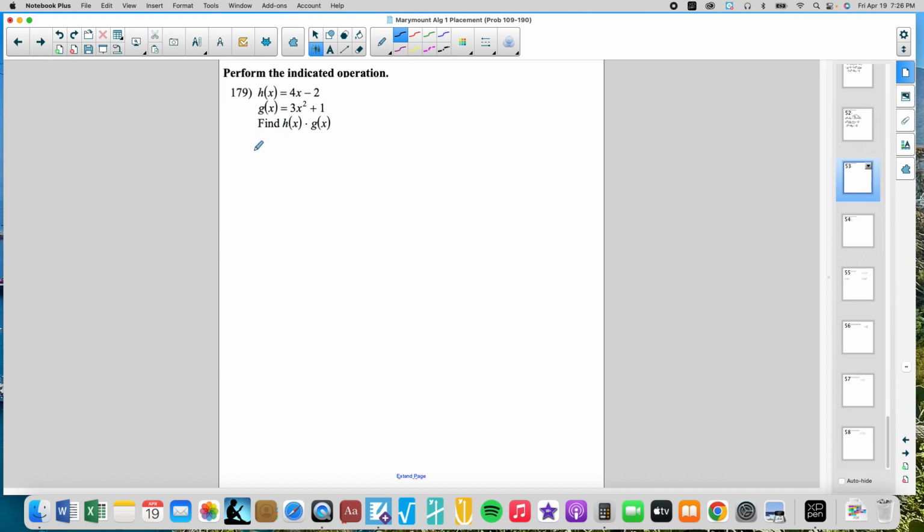H of x. Oh my. 4x minus 2 times g of x, 3x squared plus 1. We're going to FOIL. First is 12x to the third. Outer is plus 4x. Inner is negative 6x. Last is negative 2.